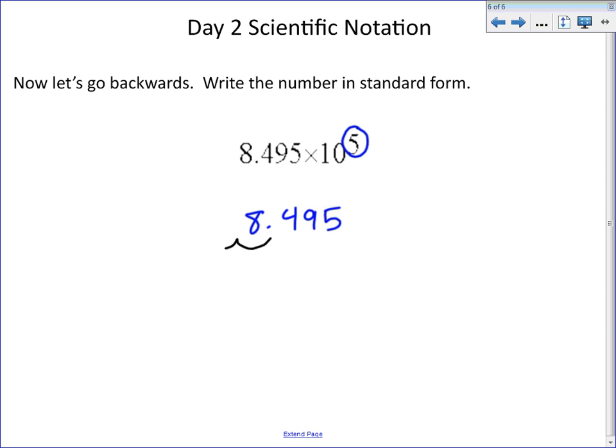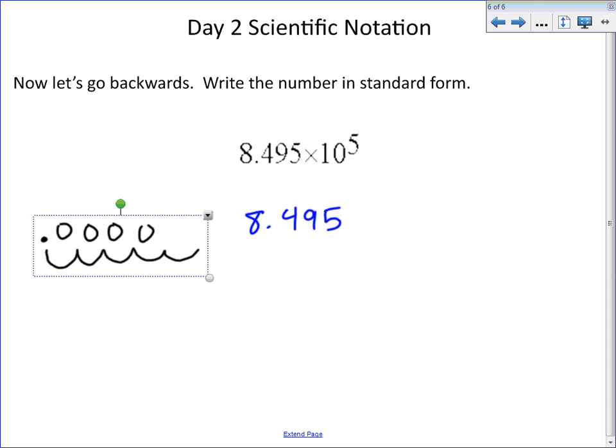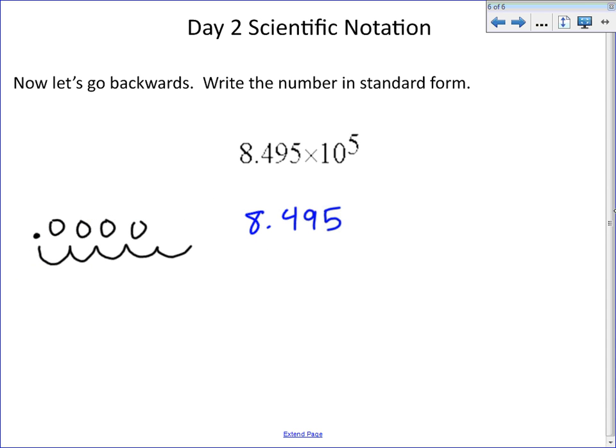Well, if I were to move it 5 times to the left, I think you would agree that that would give us a really, really, really small number. It would give us 0.00008495. That's a small number. But if you notice, the exponent is positive, so it should be giving us a big number. So I'm going to go ahead and say that this is probably not the right answer.